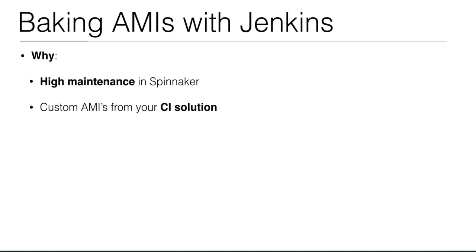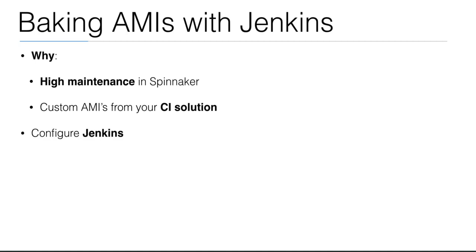Sometimes you're already building custom AMIs and releasing them with tools like Terraform. So when that custom AMI is in place, it's just easier to build AMIs over in your CI solution like Jenkins or Travis CI or Circle CI and just plug that into Spinnaker instead of moving everything to Spinnaker.